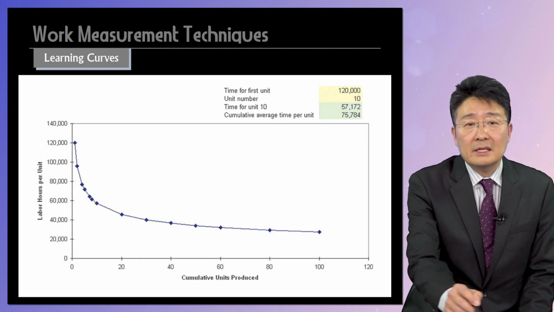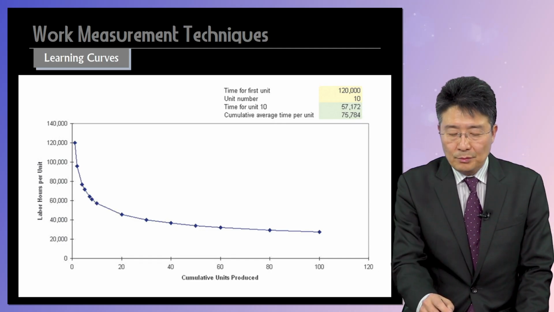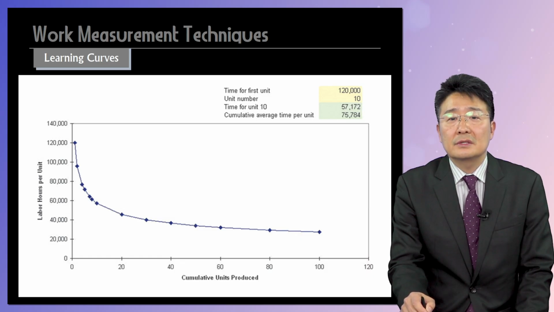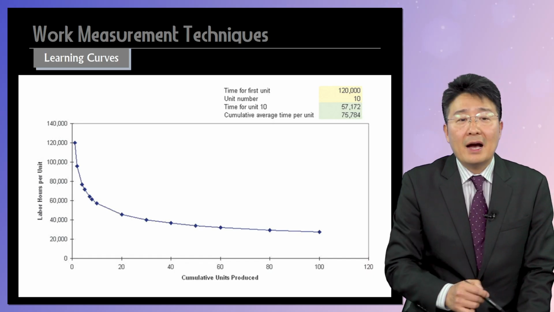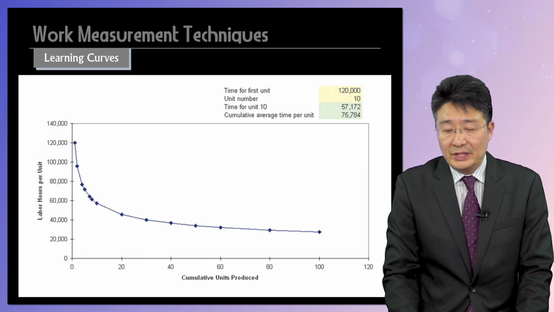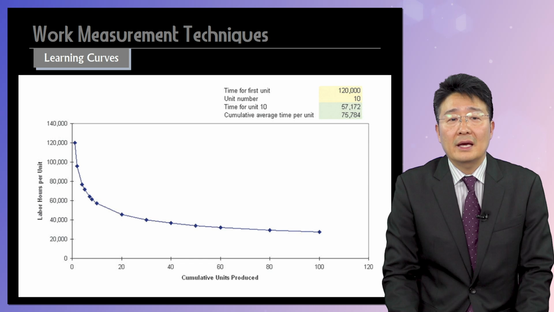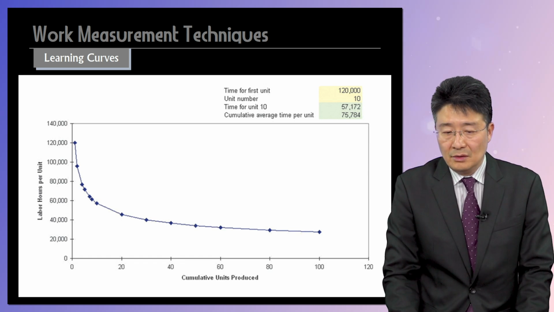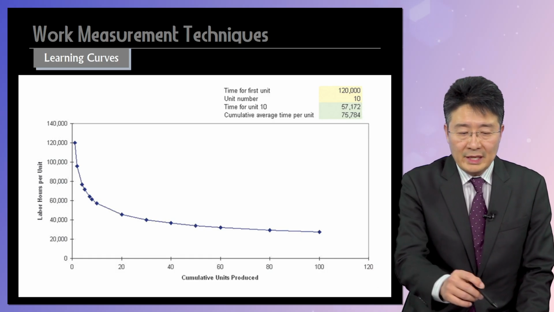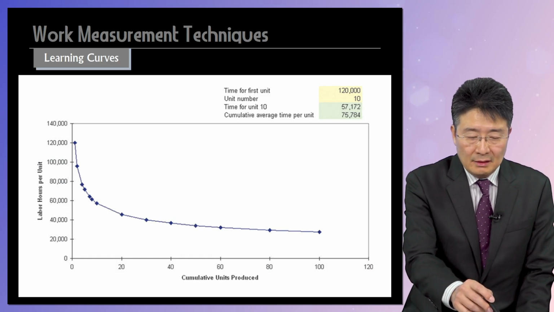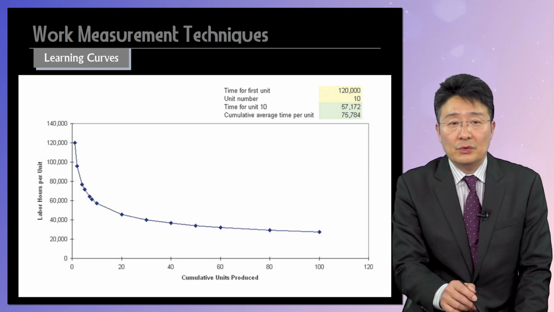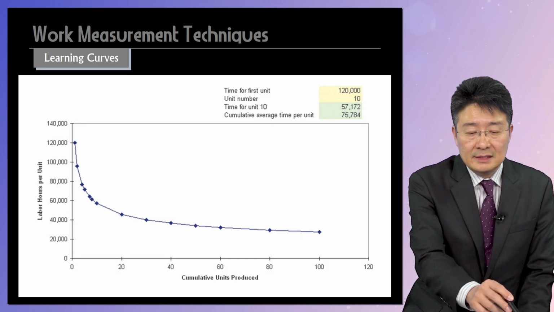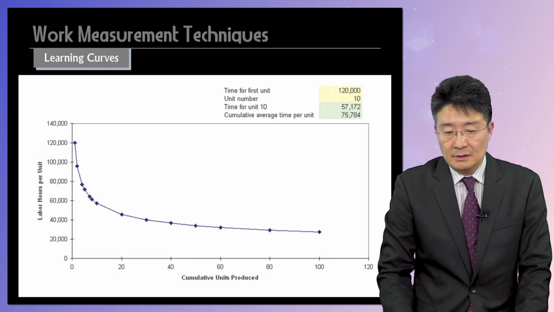Let's talk about learning curves. As the cumulative units produced increase, we can observe that the labor hours per unit decrease, as you can see. Okay? This is the basic concept of learning curves. Okay? So, we can measure the labor hours and the cumulative units produced. We can provide this learning curve.